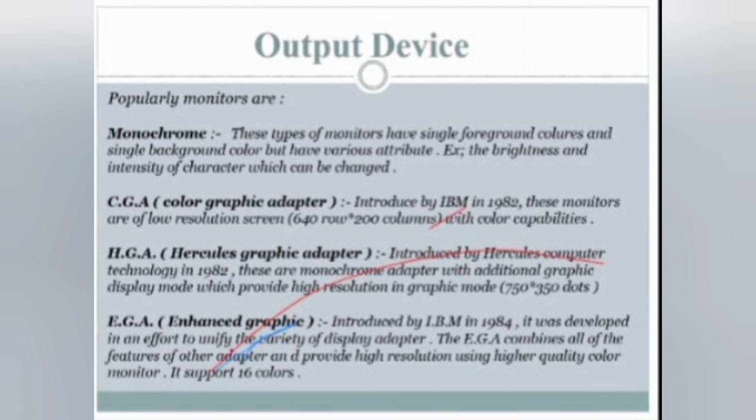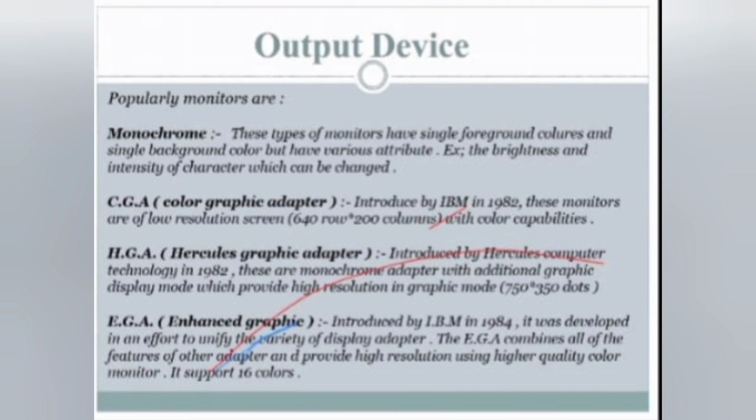And the next one we have is HGA, that is Hercules Graphics Adapter. You can see in the descriptions what it is exactly. And the last one we have is EGA, that is Enhanced Graphics Adapter. It was used to resolve high quality colors and so on. In the 16 colors we can modify this, and so this helps us to change everything.